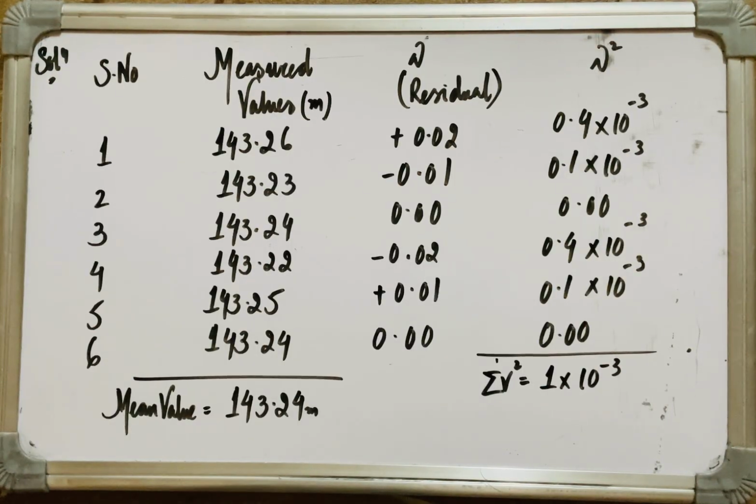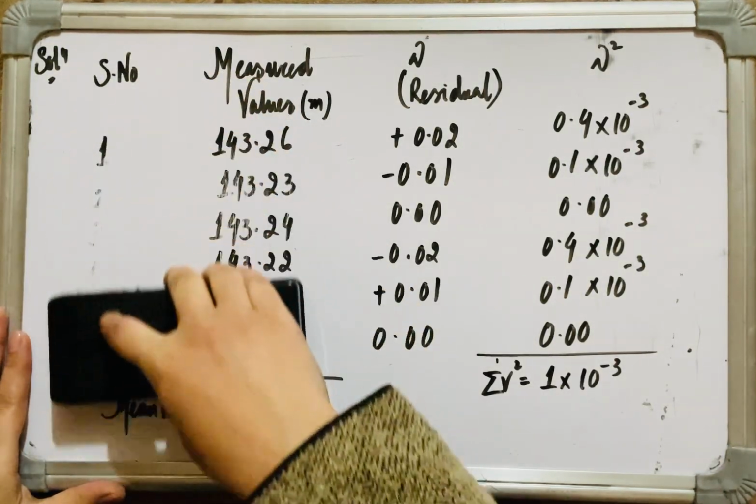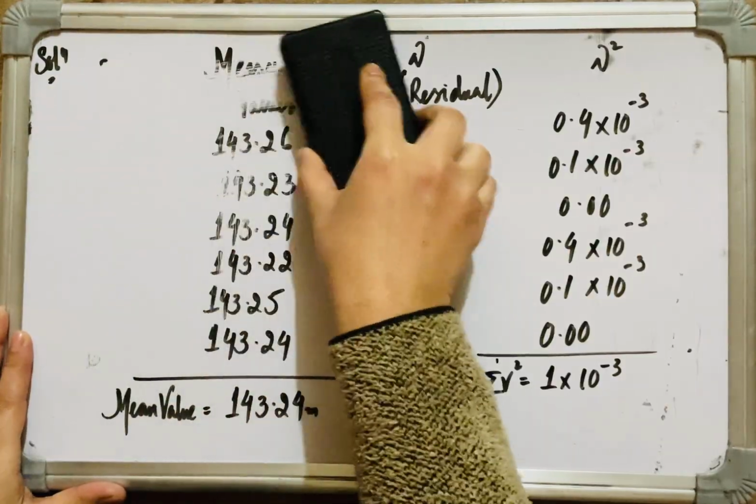It is equal to 1 into 10 raised to the power minus 3. So let's move on. Let me rub it first and we'll find the values that we have been asked to calculate.